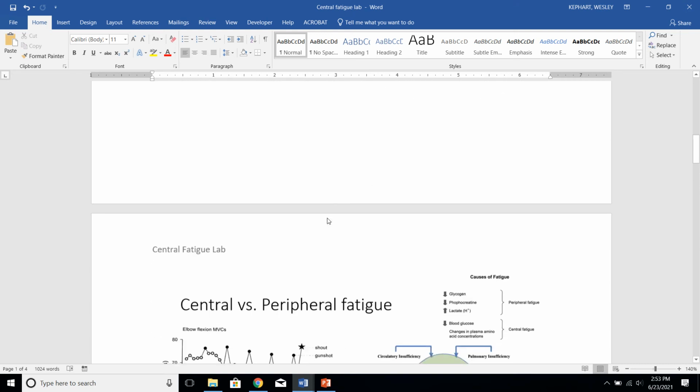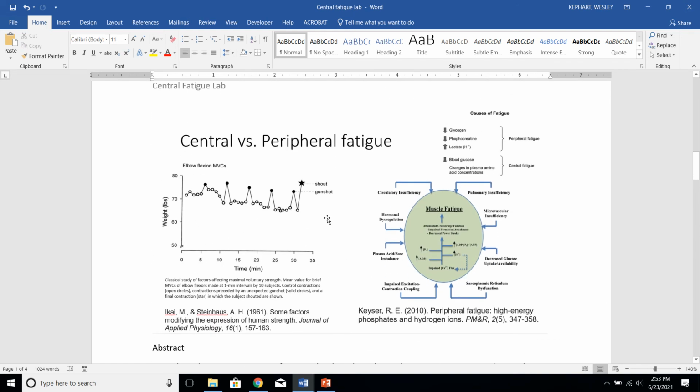A little bit of an explanation that you can read just with that there. Now, this is a little schematic that I like to give out to people. So this one has a study from 1961. This other one is more of a review article from 2010, comparing and contrasting central and peripheral fatigue.